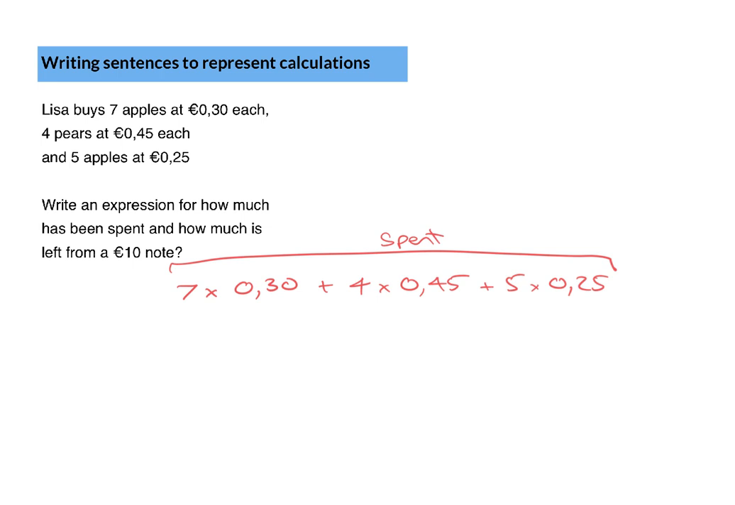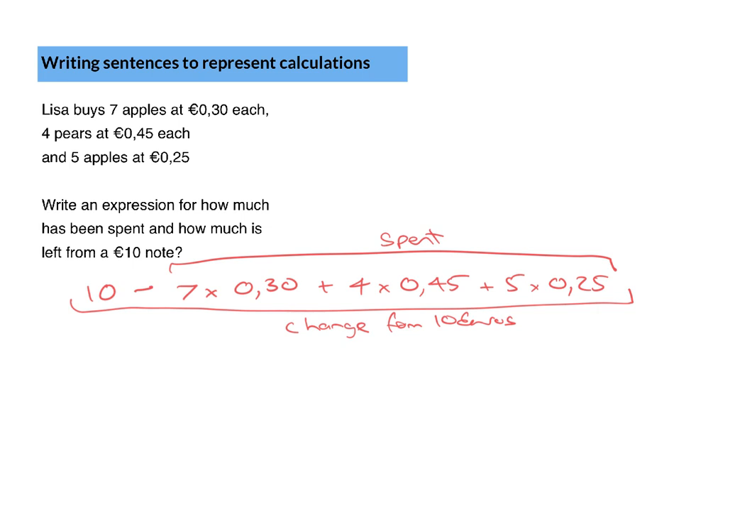And how much does she have left from €10? Well, the change will be 10 minus what she spent. So that would be her change, what she has left over. The change from the €10. So what are we expecting in the answer? Well, simply we just want 10 minus 7 times 0.30 plus 4 times 0.45 plus 5 times 0.25.